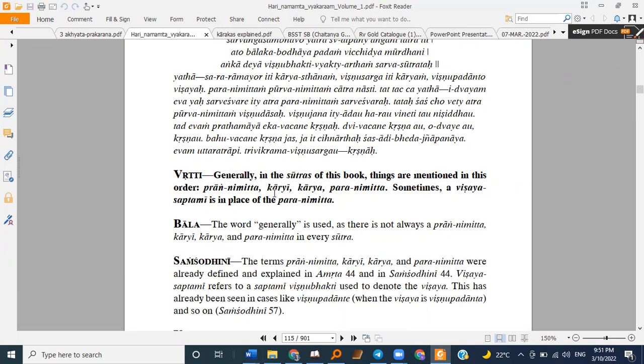The Kari is the place of operation, the Karya Sthana. Then the Karya, the operation itself, and the Paranimitta, so the latter cause. So these were the four things. And sometimes a Vishaya Saptami is in place of the Paranimitta. So sometimes there is a scope given for application of a particular rule, a particular sutra. That scope in Sanskrit they call Vishaya. We'll read more about that. So these are the five things.